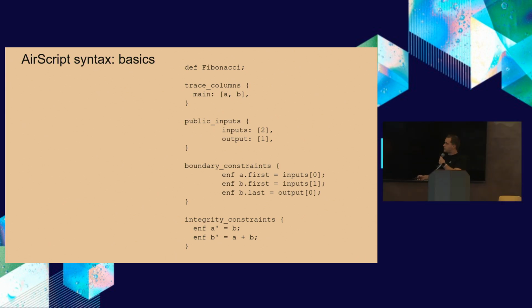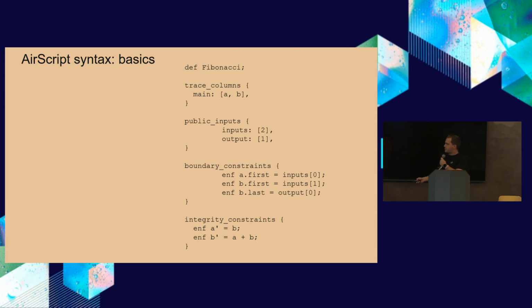We define the boundary constraints, so how these columns are linked in their first and last steps to these inputs and outputs. And integrity constraints that explain how we move from one row to the next in terms of the constraints on the rows of the trace.